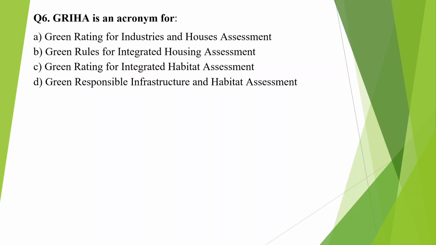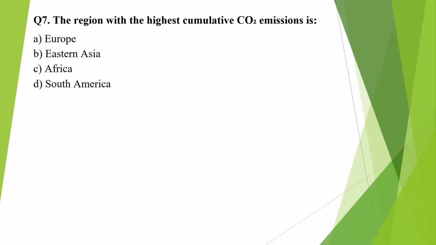GRIHA is India's national rating system for green buildings and for assessing their environmental performance over the life cycle. That's why each term of this short form refers to integrated habitat assessment. Option C is the correct answer for this GRIHA acronym. Then all of you are correct, so let's move to the next question. I don't think further discussion is needed.